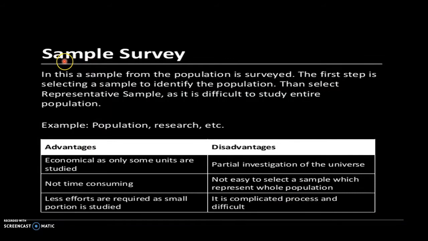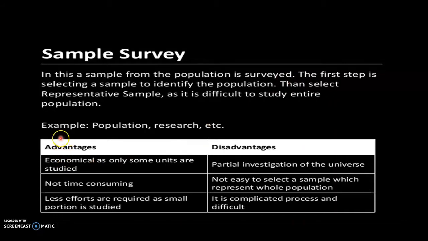Next one is sample survey. In this, a sample from the population is surveyed. The first step is selecting a sample to identify the population. Then select a representative sample as it is difficult to study the entire population. So in this sample survey, we have to take a sample from the population and it is surveyed.